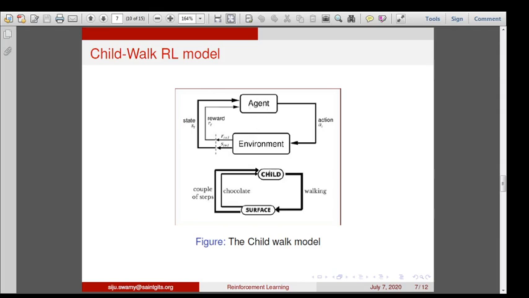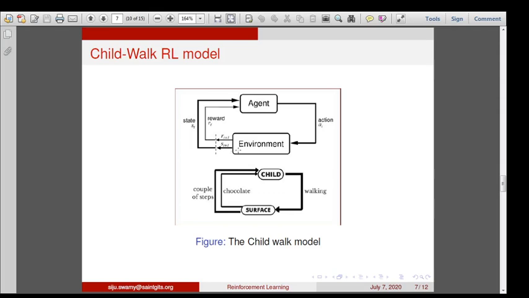Here the agent is our child, the environment is the surface and the people around the child, and the action is walking. When he takes the first step, we give some positive reinforcement, that is the reward. The reward goes to the agent and that particular action is strengthened. Suppose that action is not that affirmative, he or she may get some negative reward. The same reward goes to the agent again, but it will discourage that particular action.